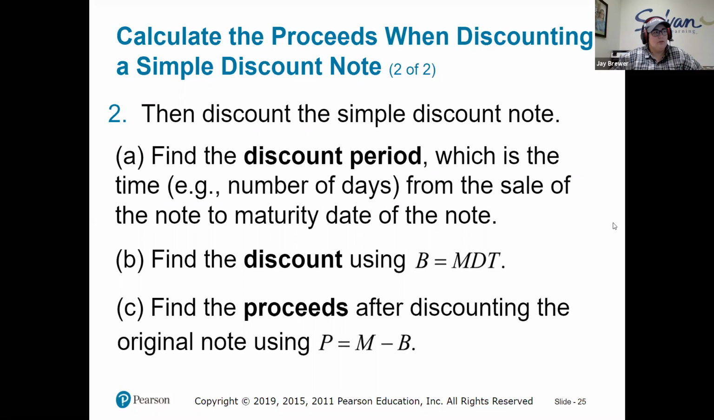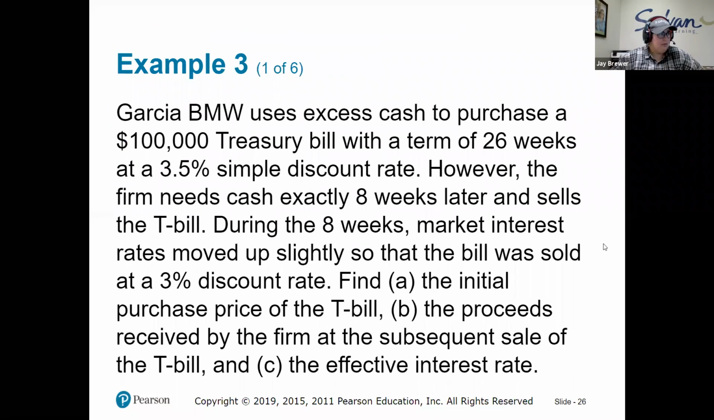I'm going to assume that there is going to be an example of which we can glean so much information. I was right. Garcia BMW uses excess cash to purchase a $100,000 treasury bill with a term of 26 weeks at 3.5% simple discount rate. However, the firm needs cash exactly 8 weeks later and sells the T-bill. During the 8 weeks, market interest rates moved up slightly so that the bill was sold at 3% discount rate. Find the initial purchase price of the T-bill, the proceeds received by the firm at the subsequent sale of the T-bill, and the effective interest rate.